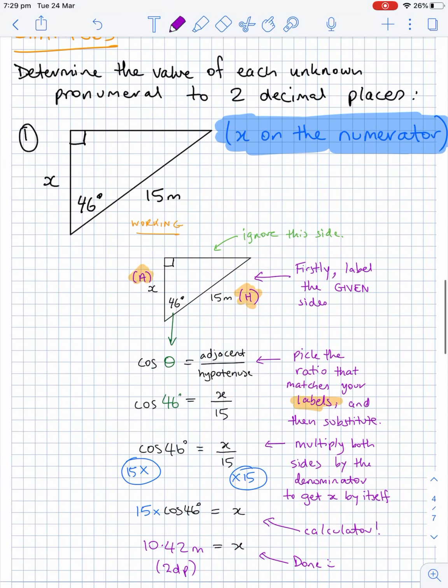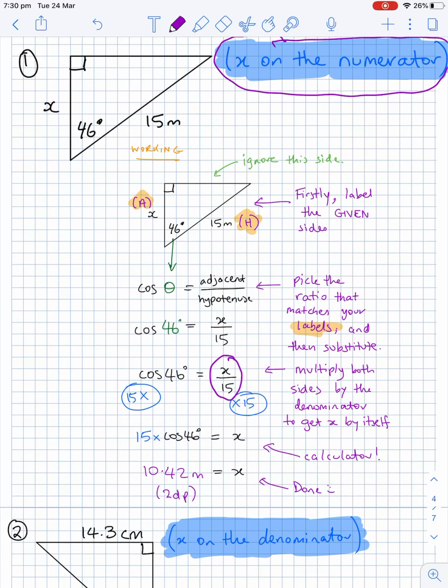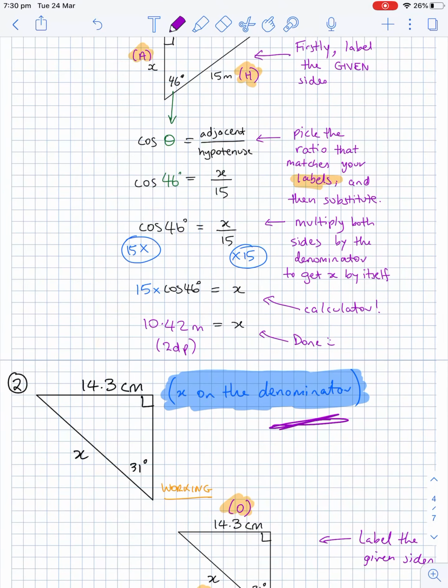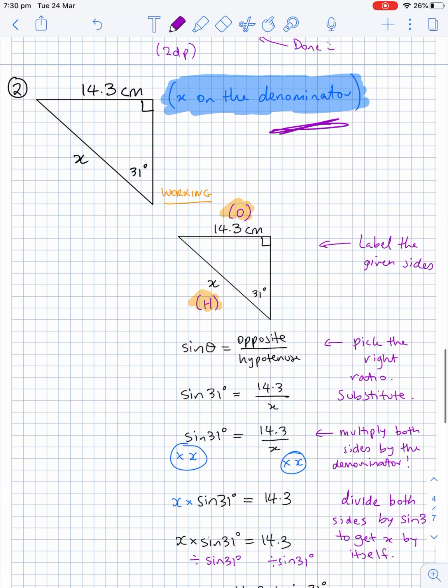Now that question is unique because you get x on the numerator. So see here in our fraction, x is on the numerator. So that question is going to be quite different to the ones coming up, because in the one coming up, x isn't on the numerator anymore. x is on the denominator now. So when we follow that sort of process, again for this triangle here, let's try it again.